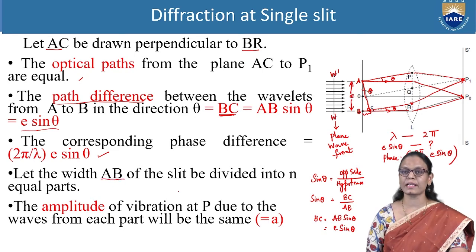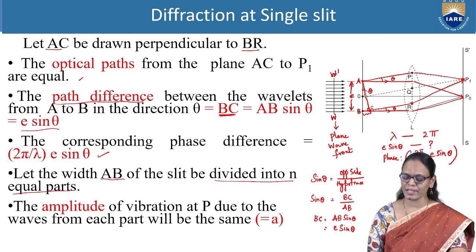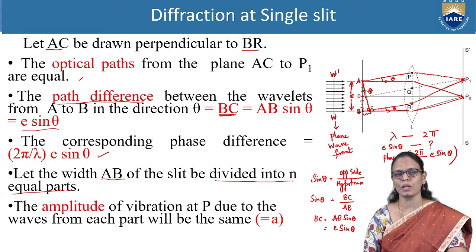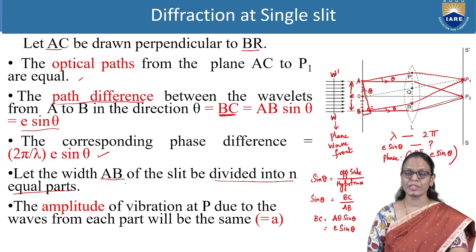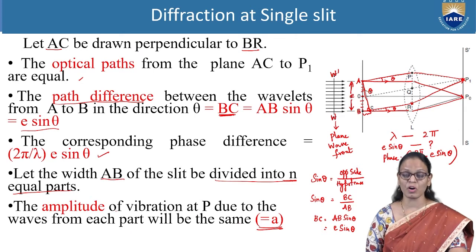Now the width of the slit is divided into n equal parts. Why are we going to divide it into n equal parts? Each point on the slit will now act as a secondary source and send out secondary wavelets. How many points we get depends upon the number of parts we divide it into. So we are going to divide it into n parts. And the amplitude of vibration of each part is the same, given by small a. The amplitude of the wave coming out from each point is a.